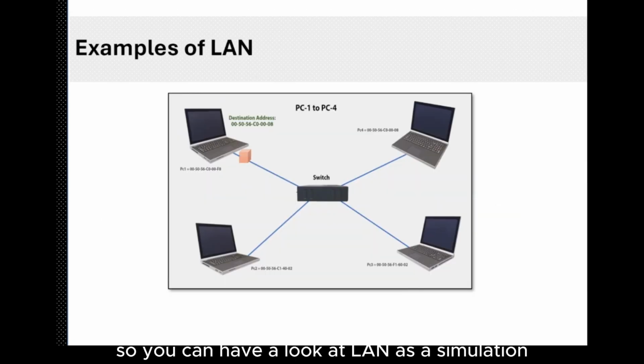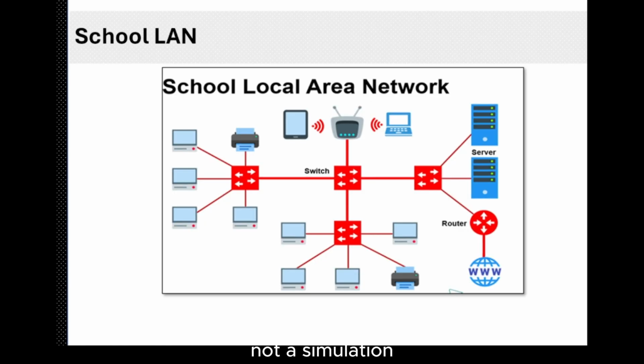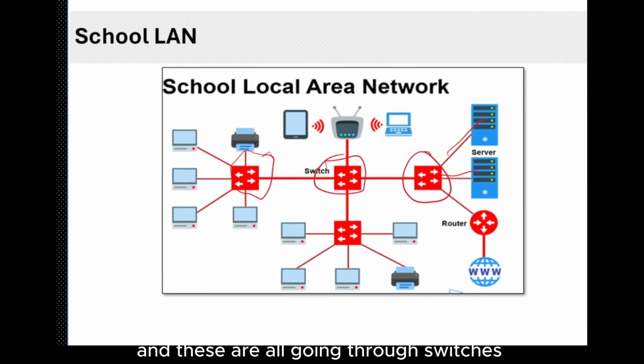So we can have a look at a LAN as a simulation, as I've already mentioned in my earlier slide, that it is going via switch. And if something happens to this computer, all the rest would work fine because they are coming to the switch. Okay, there's another image which you can have a look at now, showing how the school LAN works. All your computers are here, they're going through a switch. This is a switch, this is a switch, this is a switch, this is a server, this is a server, and these are all going through switches.